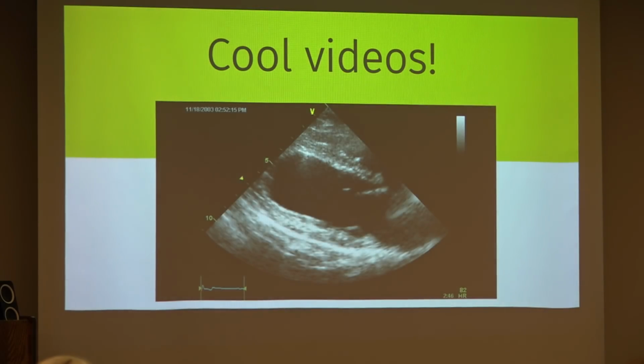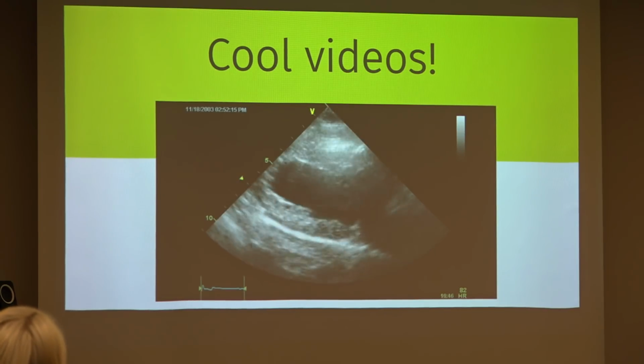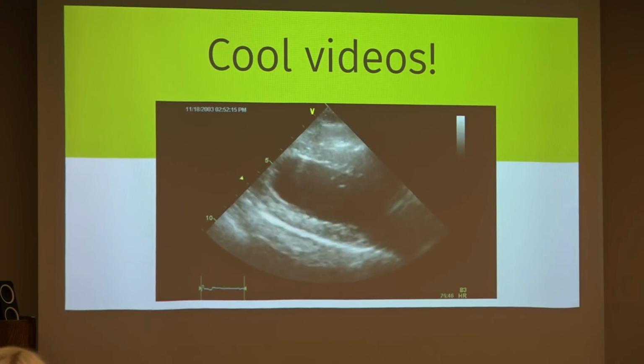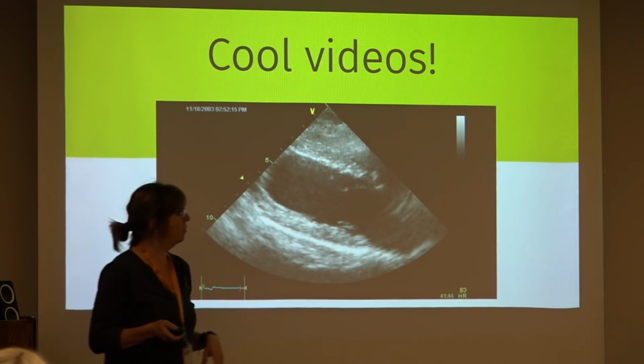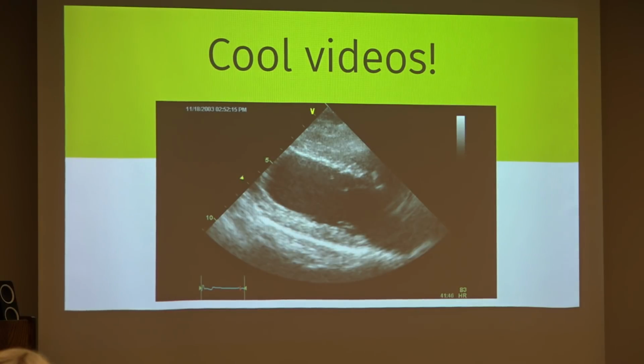So we're going to show some cool videos. This is a cross-section through a heart. This is the left ventricle, right, the business end. This is an echocardiogram. You're going to see it move. Pay attention. So remember, this is the muscle. These are the valves moving. And you could see like the heart's beating.